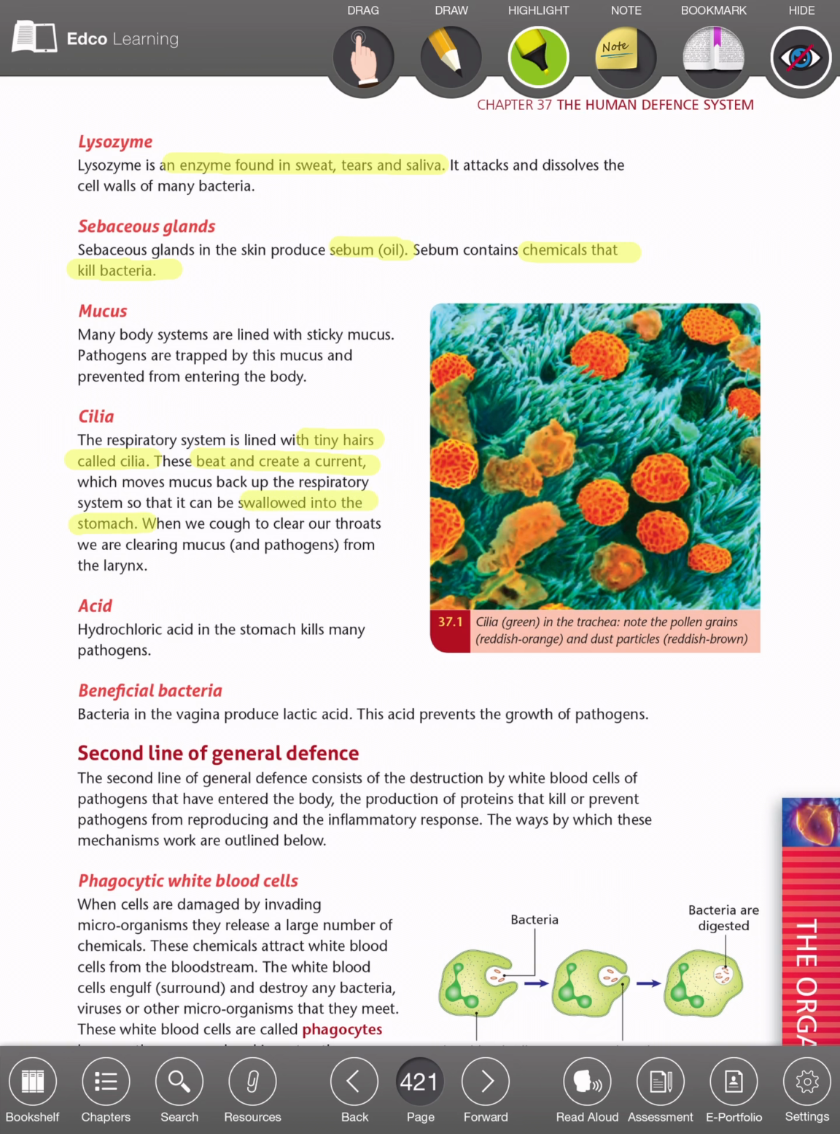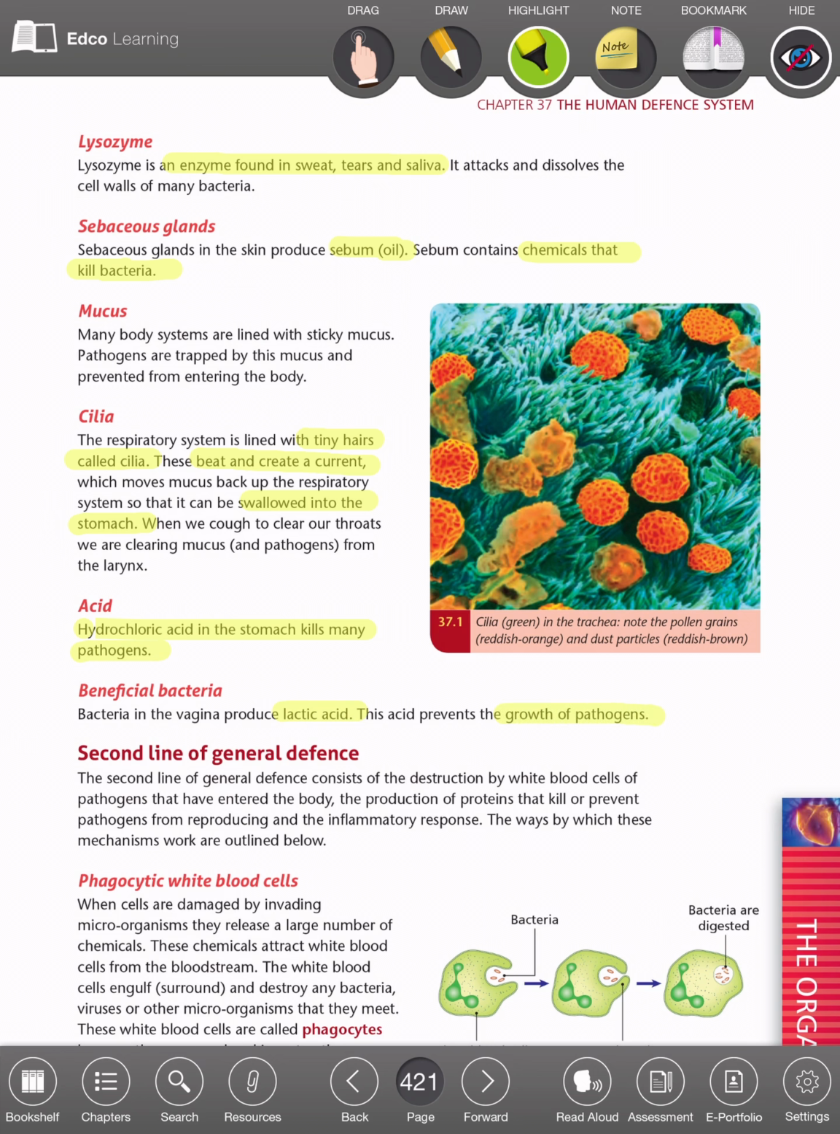Okay, so when it gets to the stomach, the highly acidic hydrochloric acid there kills off the bacteria. So hydrochloric acid in the stomach kills many pathogens. Beneficial bacteria that exist in places like the vagina produce lactic acid, and this prevents the growth of pathogens as well.